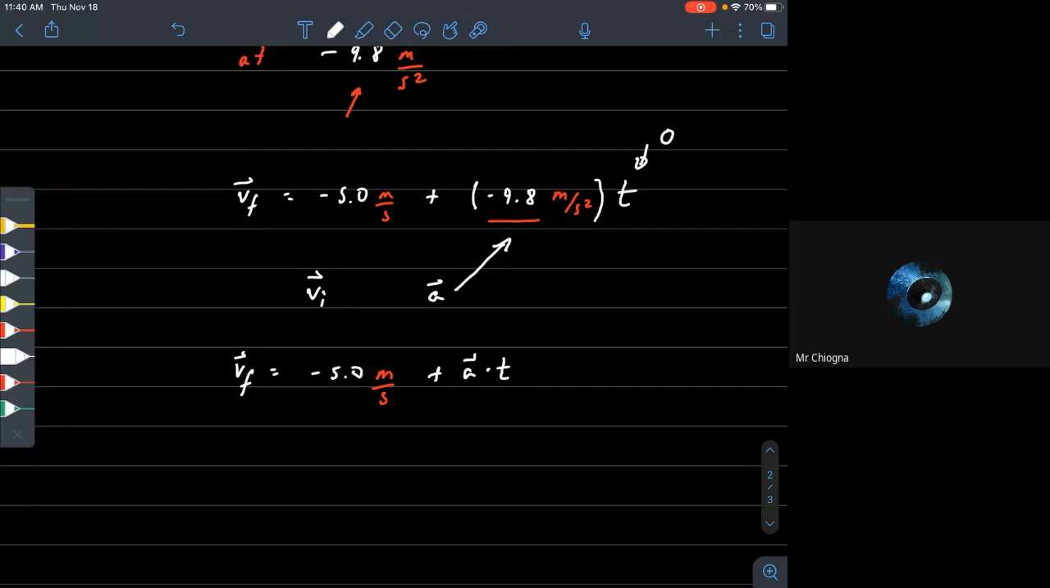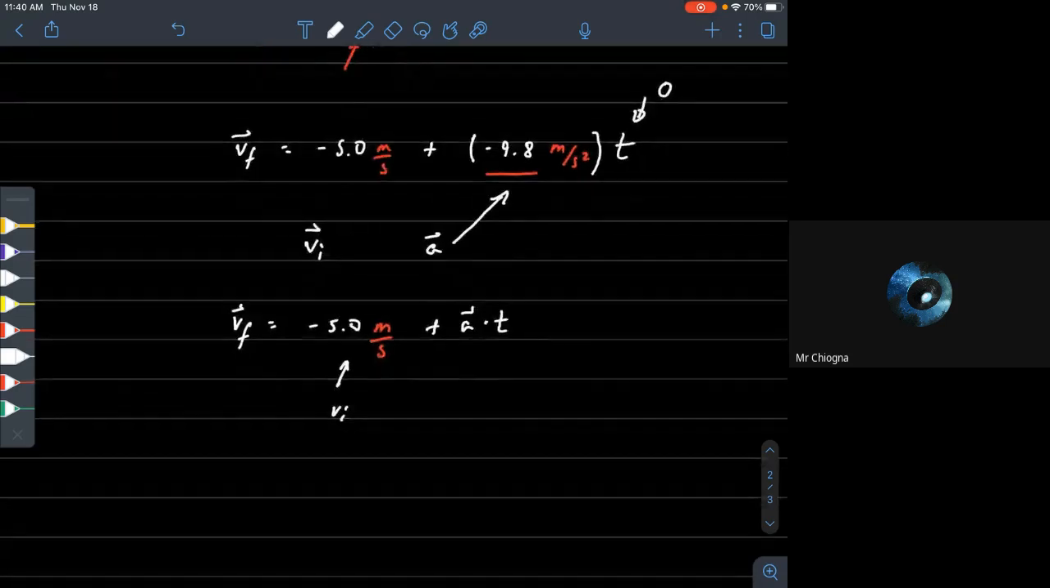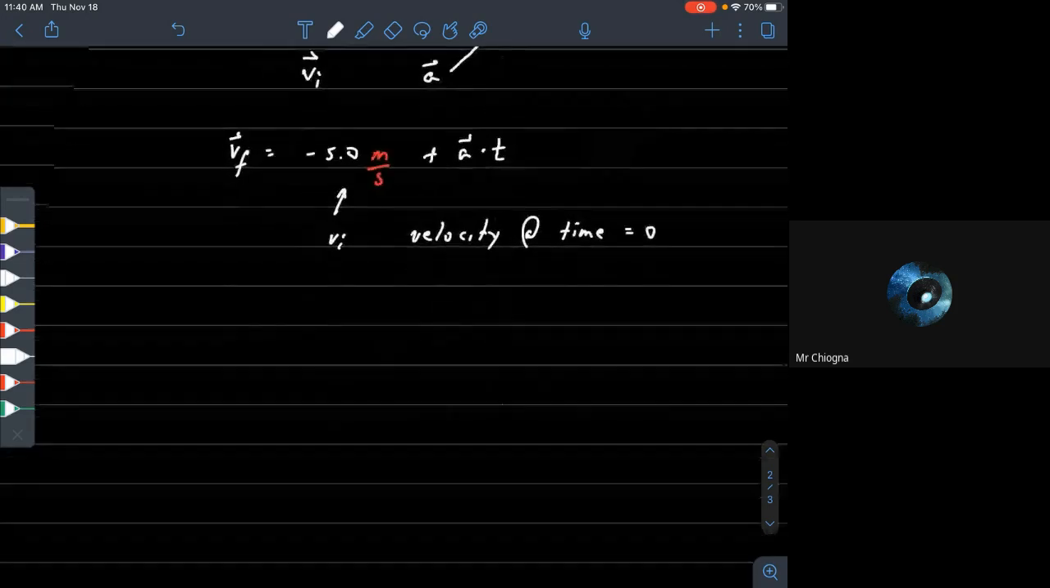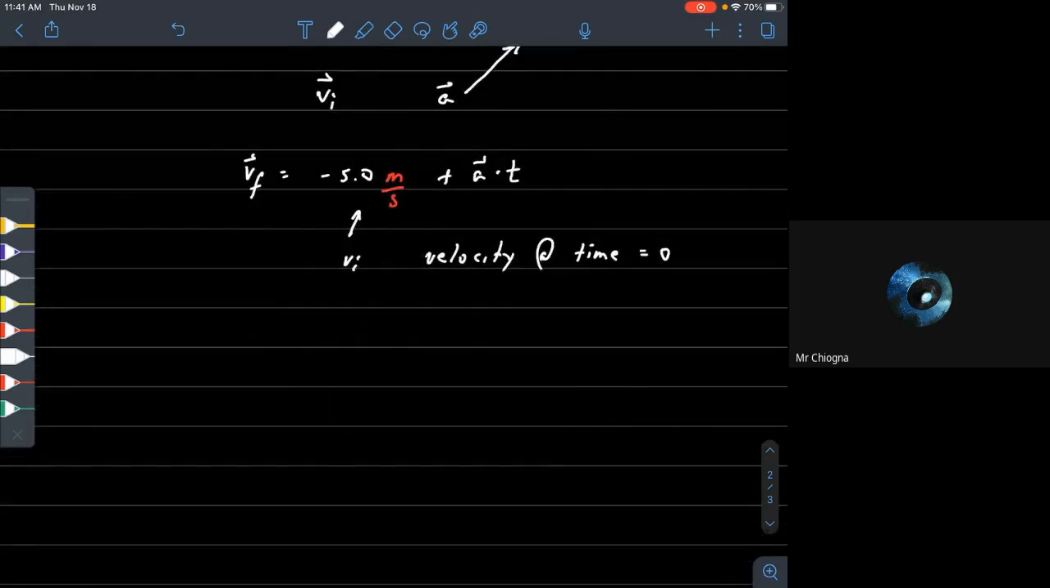Set T is equal to 0. What does VF equal? VF is equal to negative 5 plus 0, which is just negative 5. So what does that negative 5 represent? Good. It represents the speed or velocity when you start off, the initial velocity. So this here is your VI. What does that stand for? It represents the velocity at time 0. That's what we mean by initial velocity, the velocity at time 0.